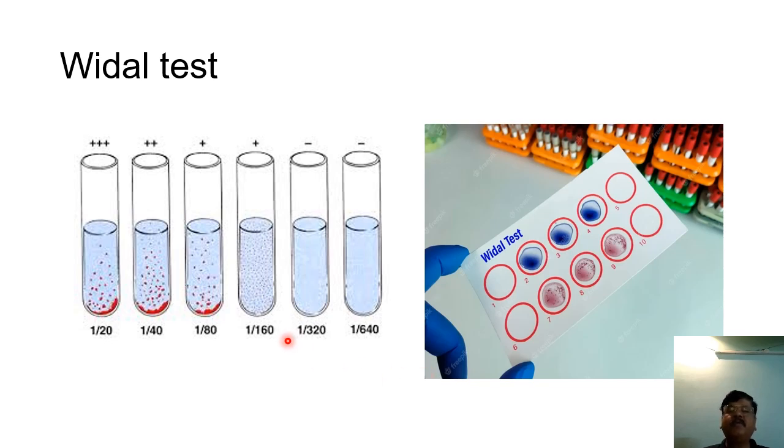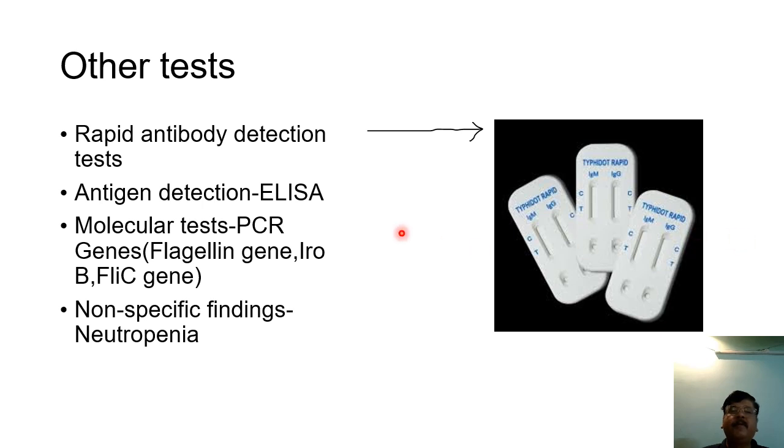Vidal test is also modified in the form of slide Vidal, which is shown in the photograph here, where concentrated antigen is used for detection of the antibodies. Then other tests are also there, where for rapid antibody detection, we can go for immunochromatographic tests like Typhidot rapid detection test. Then antigen detection by ELISA we can go.